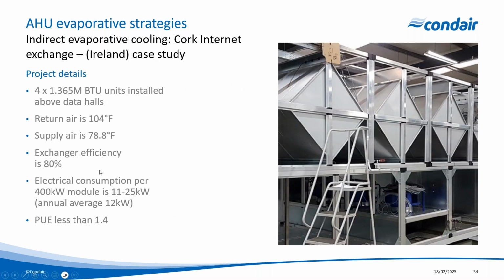So a few more project details here. There were 4 of these 400 kilowatt modules installed. Return air was 104 degrees Fahrenheit coming from the hot aisle. Supply air temperature was 78.8 degrees, and the heat exchanger efficiency was 80%. And then the electrical consumption for each of the 400 kilowatt modules was between 11 and 25 kilowatts, with an annual average of about 12 kilowatts.